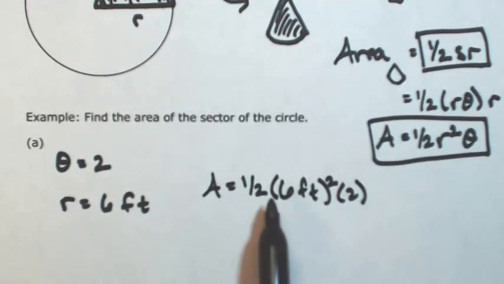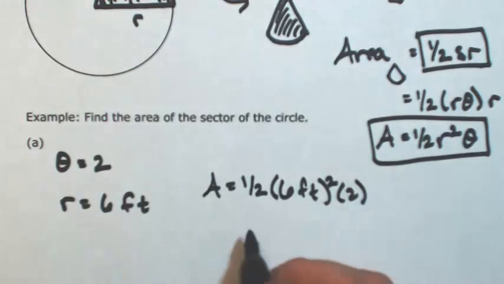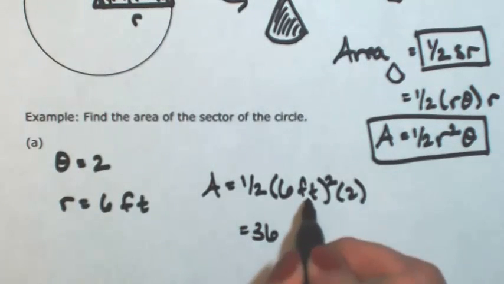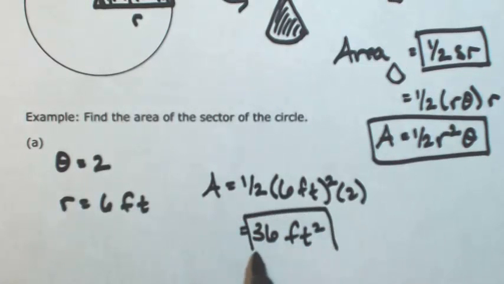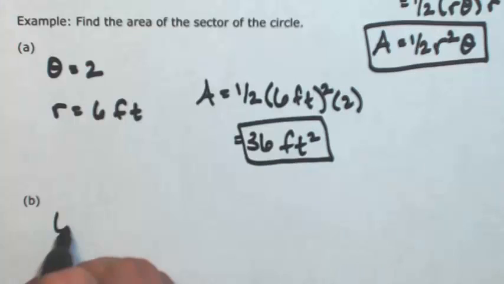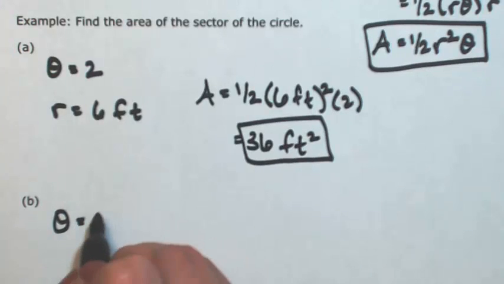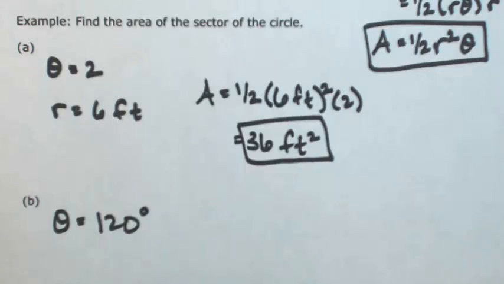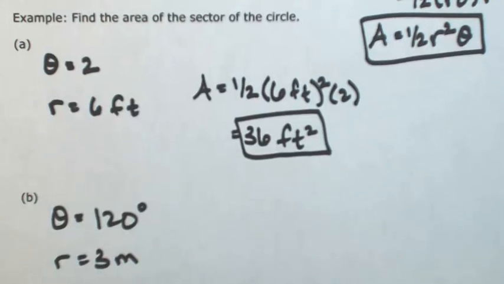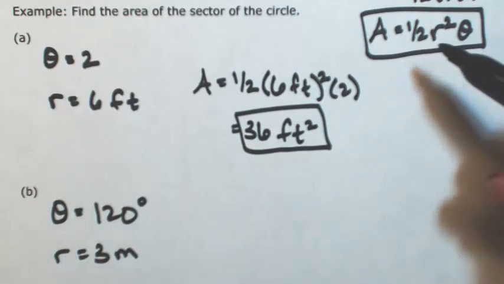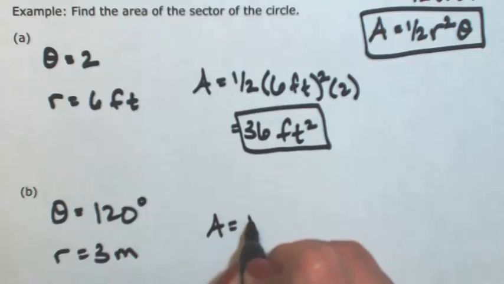The 2's would just cancel, 1/2 times 2. So then 6 squared is 36. Square the feet as well, so you have square feet. Now, let's say that theta is in degrees this time. Let's say it's 120 degrees. And let's say that the radius is 3 meters. So again, since r and theta are given, I should probably use the second formula.